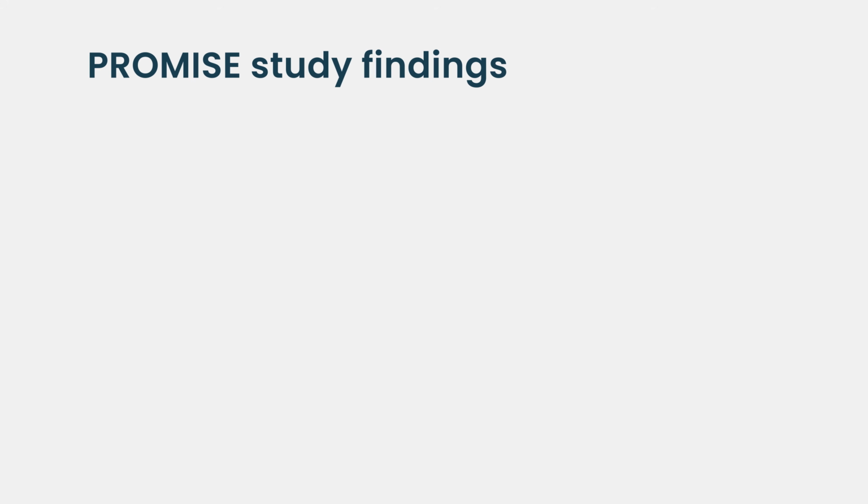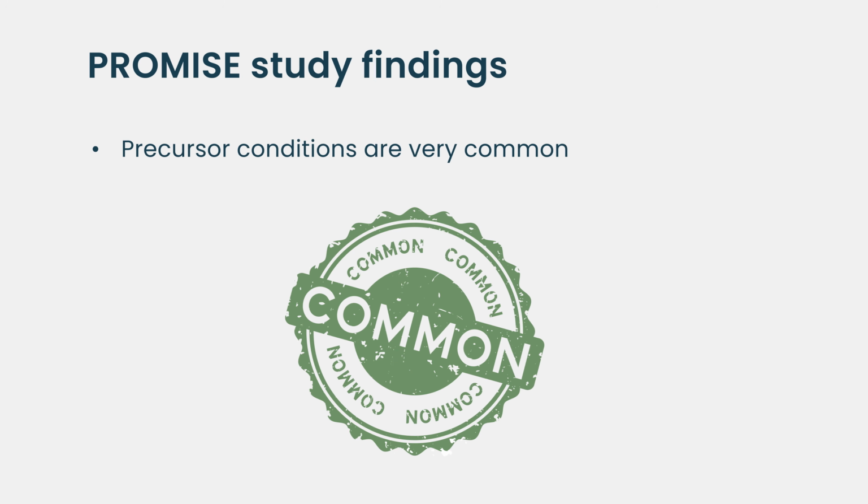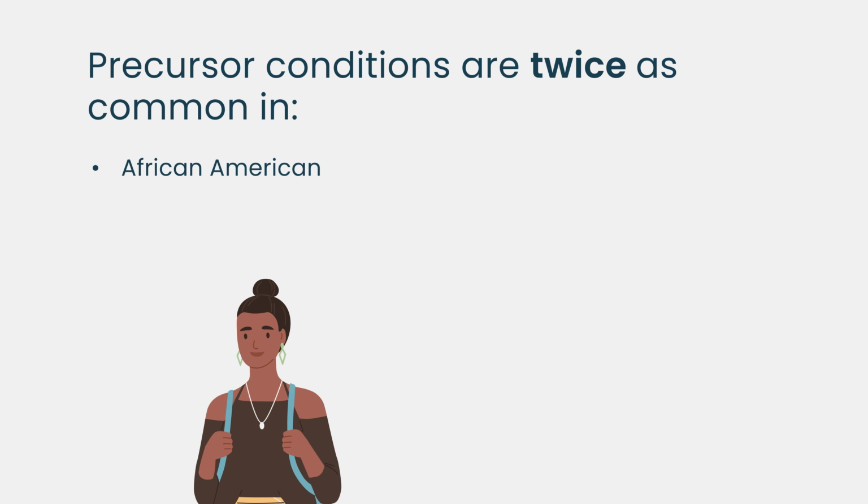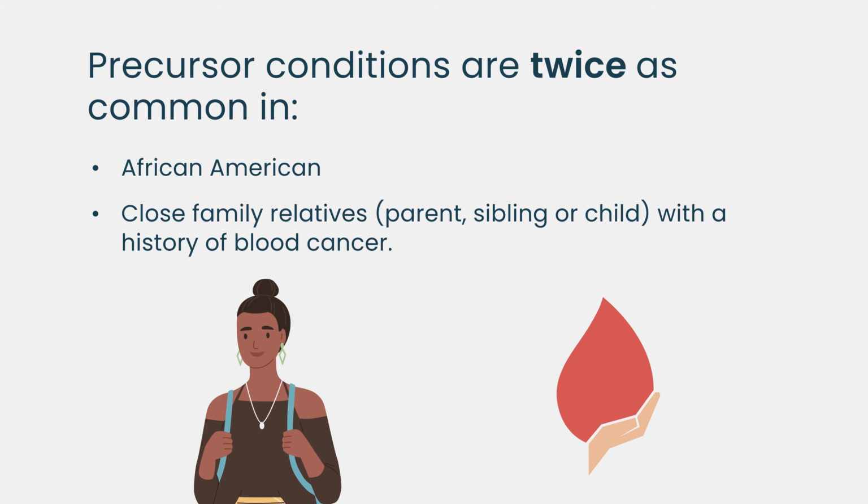The first 2,000 patients in the PROMISE study, and one striking finding that we identified is that precursor conditions to multiple myeloma are very common, not only in the general population, but particularly it's about twice as common among individuals who are Black or African American or have a family history of blood cancer or blood cancer precursor condition. And so that is remarkable to us, that many patients in the country, millions of individuals, have these precursor conditions to multiple myeloma but don't know about it.